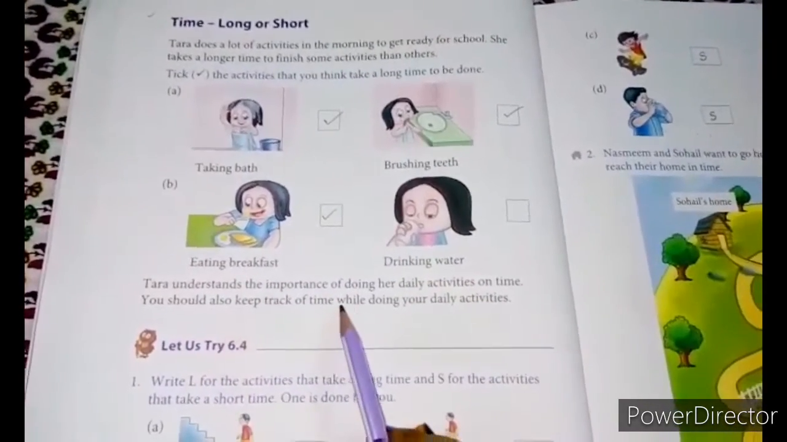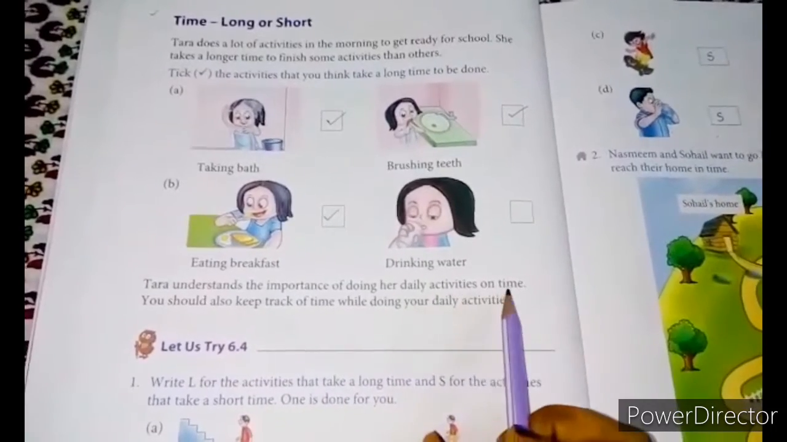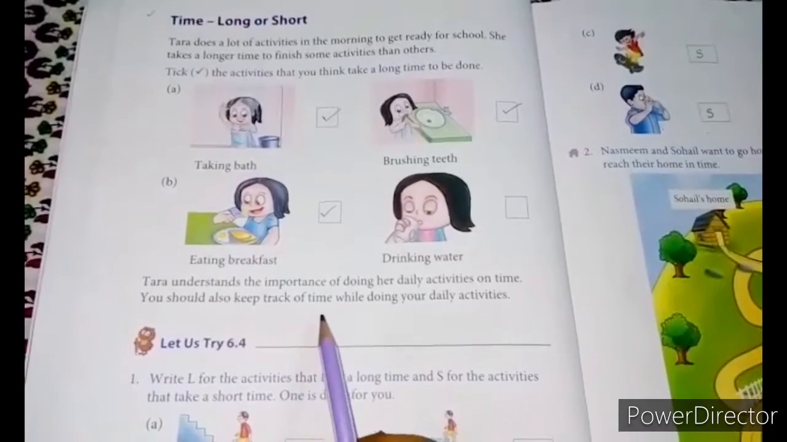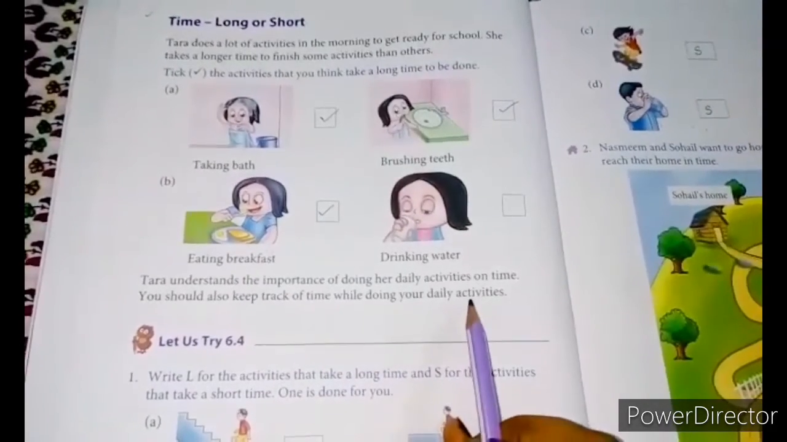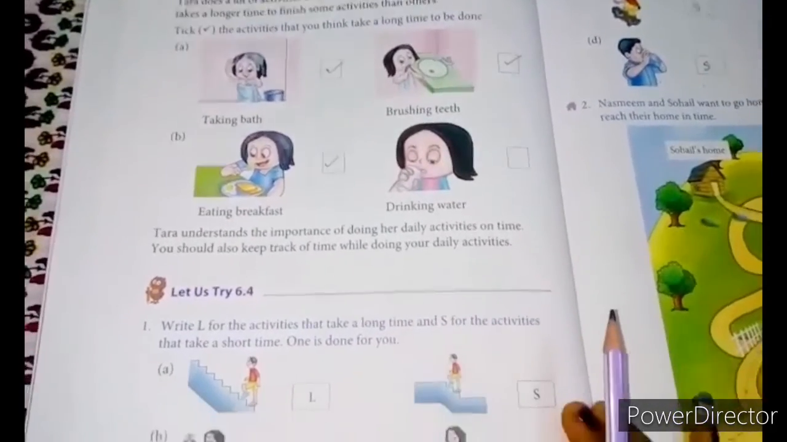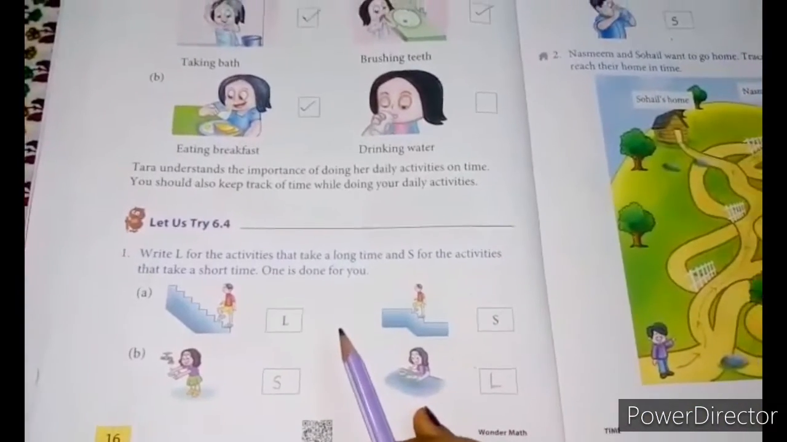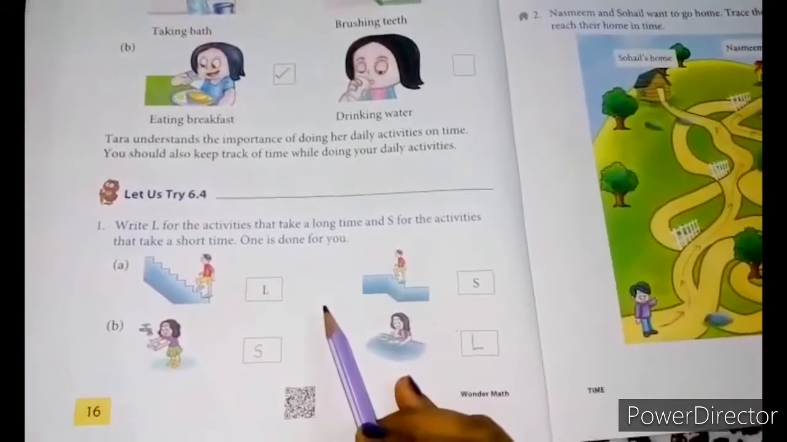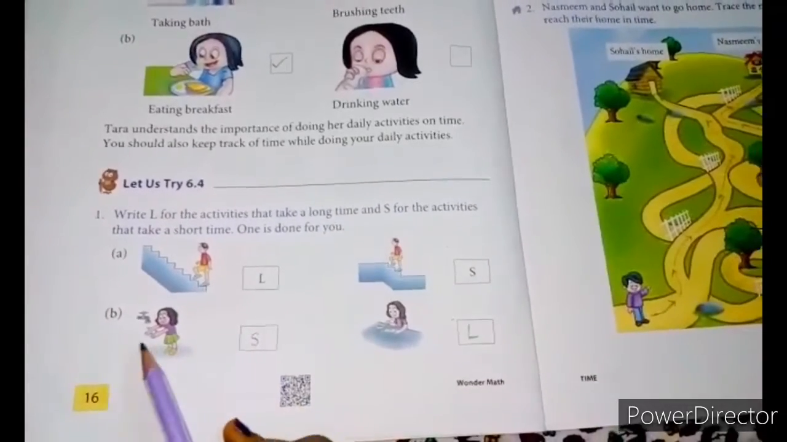Tara understands the importance of doing her daily activities on time. Students, you should also keep track of time while doing your daily activities. Some other examples are given here to let you understand the differences between shorter time and longer time. I am giving you the examples.